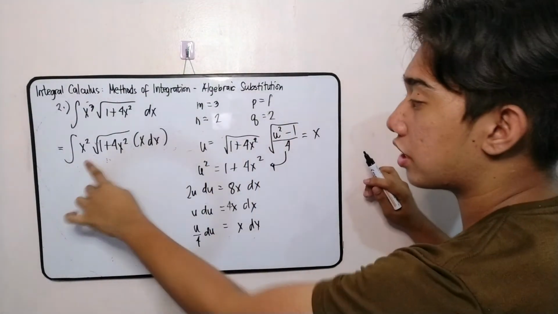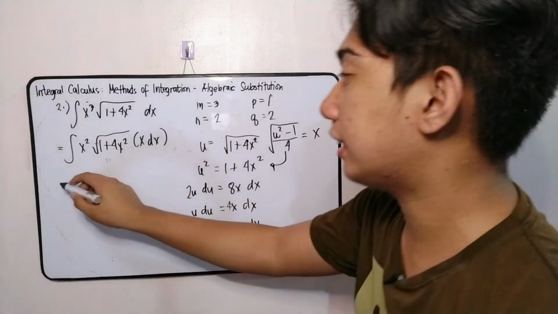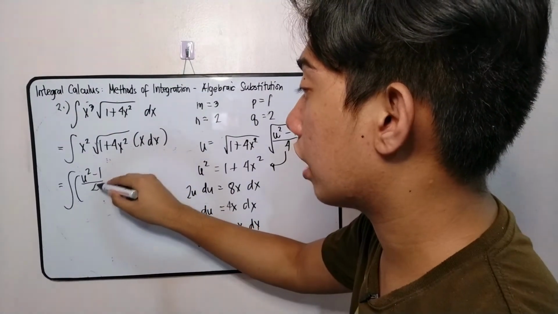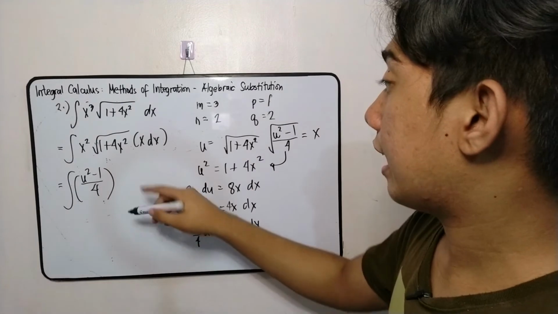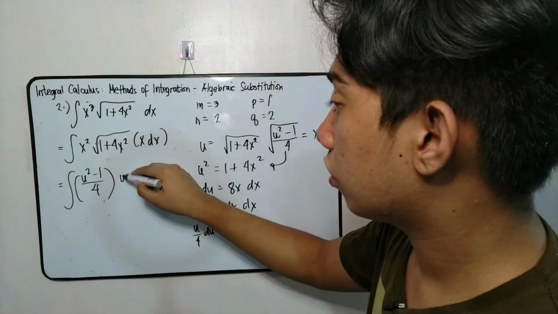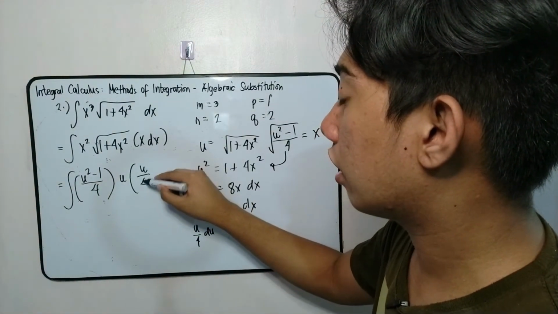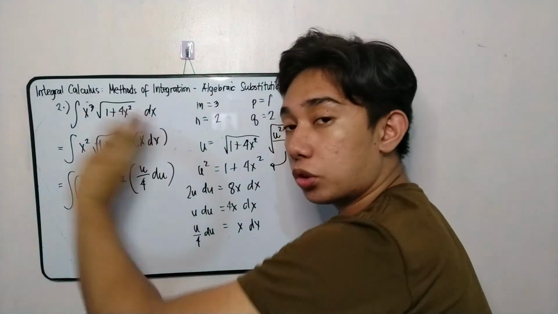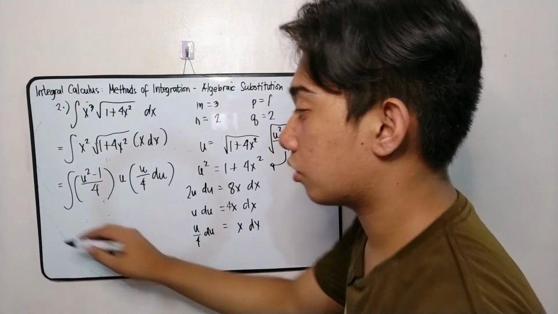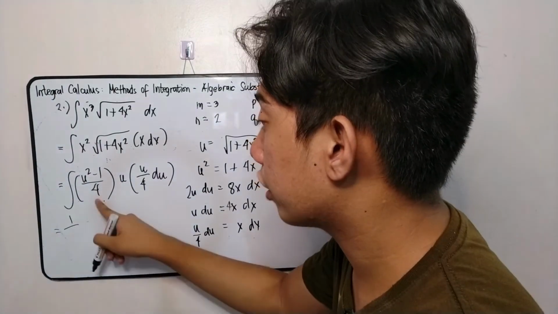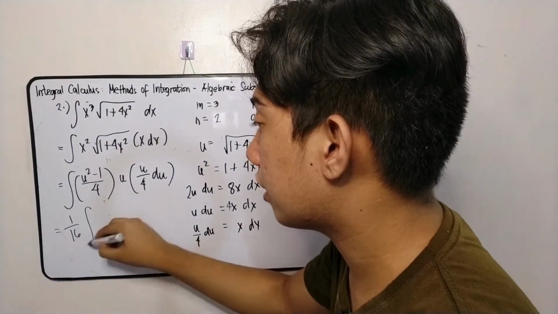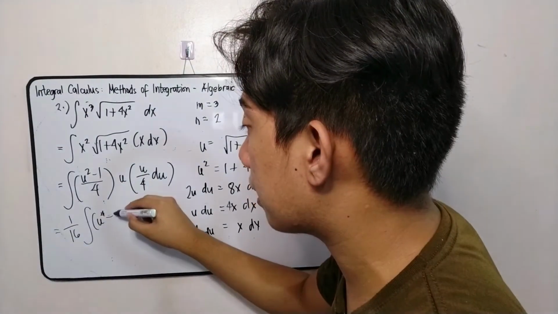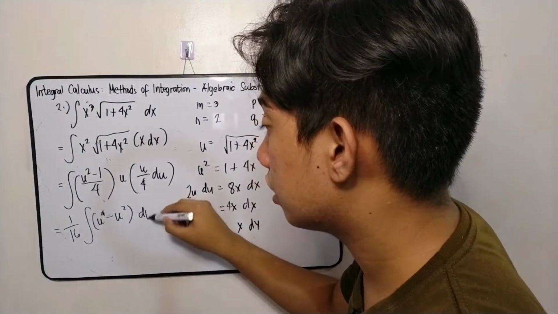Then, kasi x squared siya, we cancel na lang. So, ang matitira is u squared minus 1 over 4. Okay? Then, this is u. Then, this is u over 4 du. Then, we put the constants in the sides so that it will become 1 over 4 times 4 is 16. The integration of distribute first. So, this becomes u raised to 4 minus u squared du.